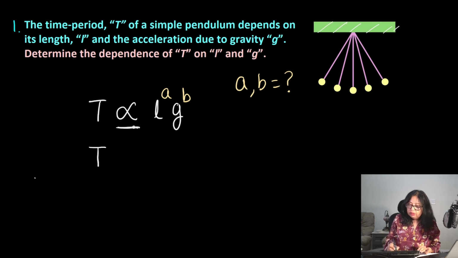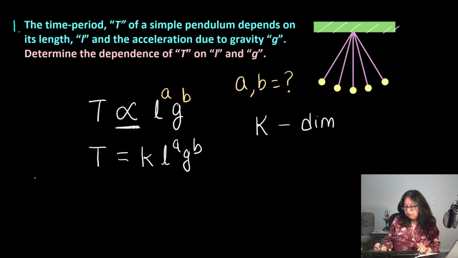Now we have the sign of proportionality there. What you do is you take away the sign of proportionality and introduce a constant k of proportionality. And this constant k is dimensionless. It's a dimensionless constant of proportionality.